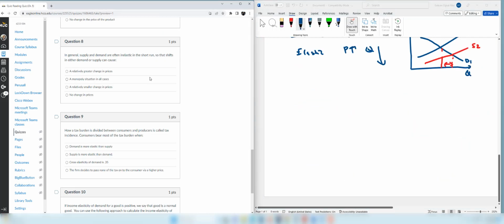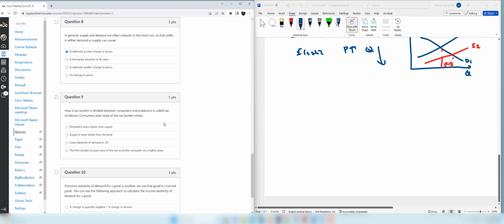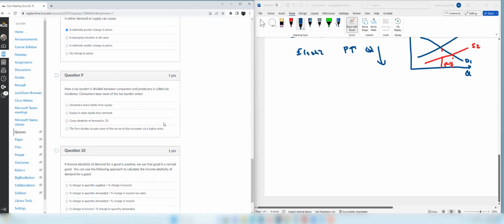Question 8. In general, supply and demand are often inelastic in the short run, so that shifts in either demand or supply can cause a relatively greater change in price, because inelastic refers to the situation where consumers and suppliers are not price sensitive. Question 9. How a tax burden is divided between consumers and producers is called tax incidence. Consumers bear most of the tax burden.